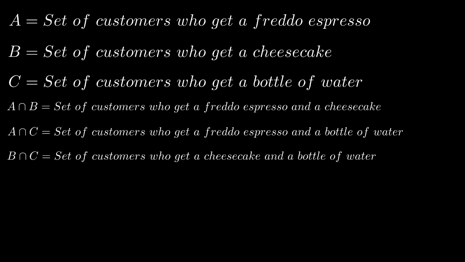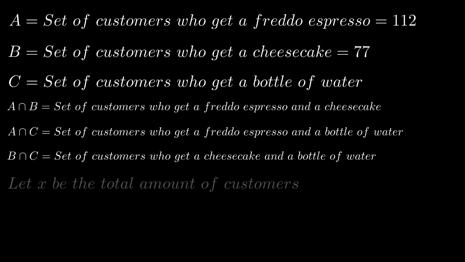From the initial conditions, we know that A equals 112 customers, B equals 77 customers, but C was given to us as a percentage. We don't actually have the number of customers who get the bottle of water, so let's call X the total amount of customers. It's unknown since the initial conditions don't mention anything about the total amount of customers. So we'll treat the total amount of customers as a variable, as an unknown.